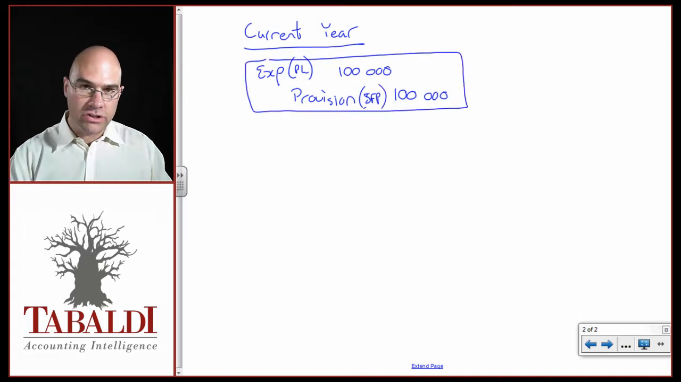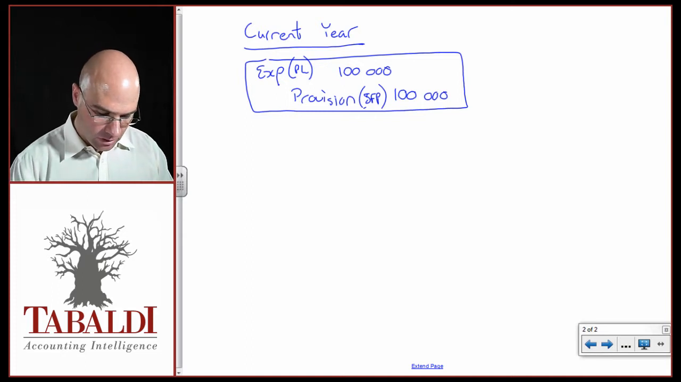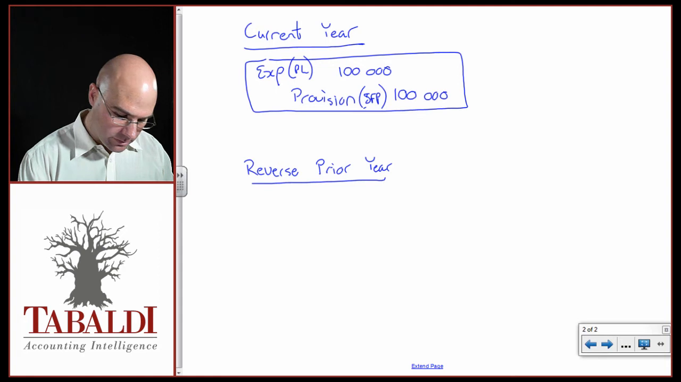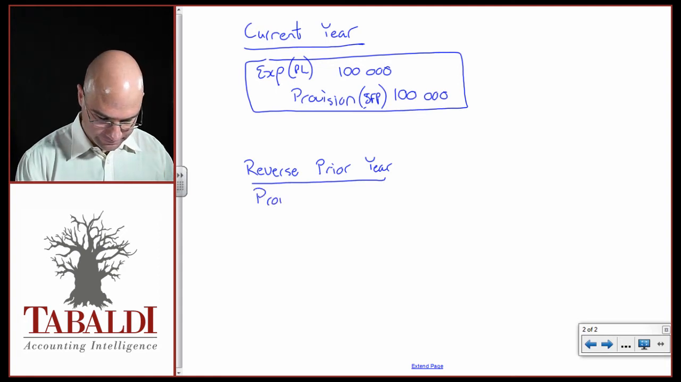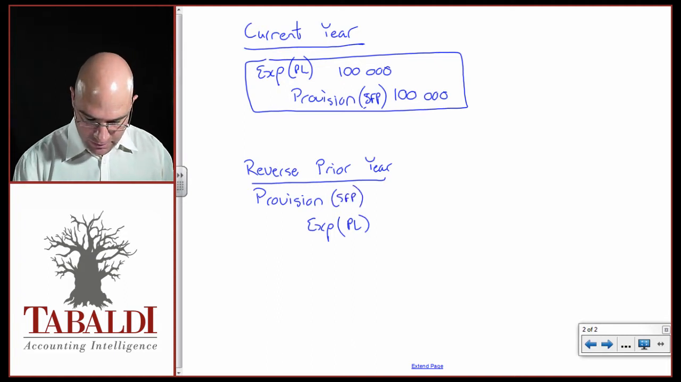But what about last year's provision? Well, last year's provision we're going to reverse out in the current year because we're only going to be worried about the movement and the final closing balance. So this year we're going to reverse out prior year. So the prior year balance, we're now going to go debit provision and credit the related expense. Let's say for interest's sake that it was 90,000 last year.